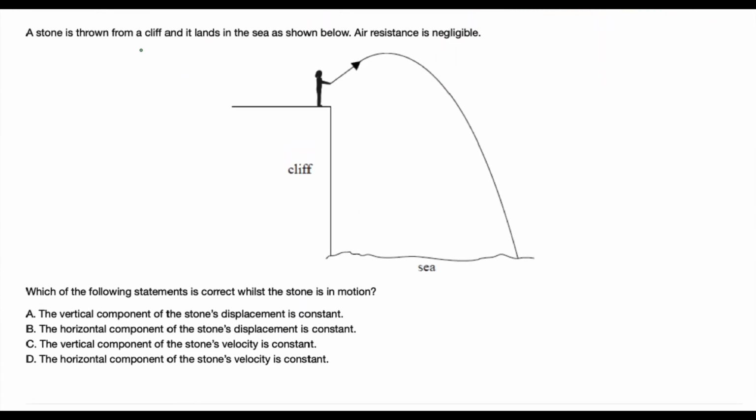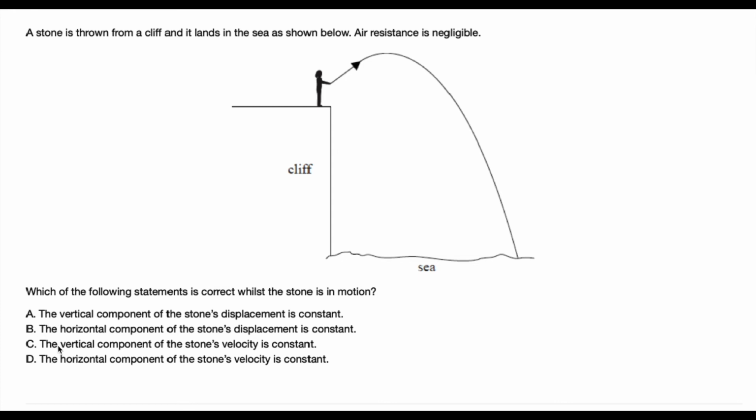A stone is thrown from a cliff and lands in the sea as shown below. Air resistance is negligible. Which of the following statements is correct while the stone is in motion? A: The vertical component of the stone's displacement is constant. We know this is wrong because the stone is in motion, so its vertical position changes, which means its vertical component of displacement cannot be constant. So A is not correct.